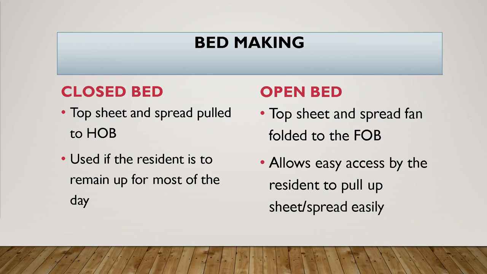A second type of bed is the open bed. This implies that the sheets and bedspread are folded down to the foot of the bed, FOB, so the resident can get into it to sleep. They may also be pulled down about 6 inches so that the resident can easily lift the blankets and climb in their bed.